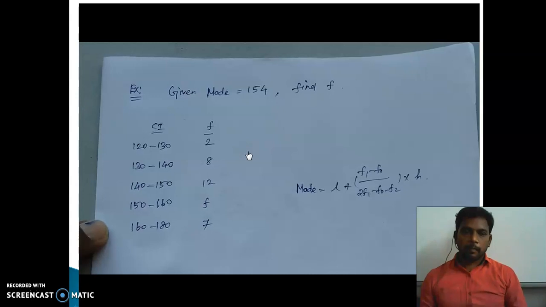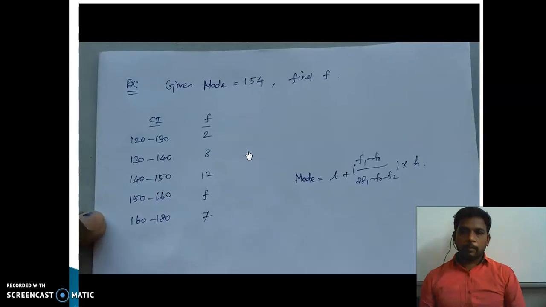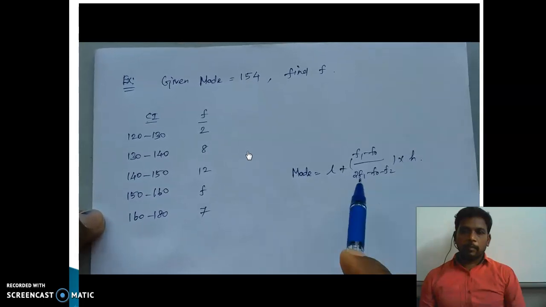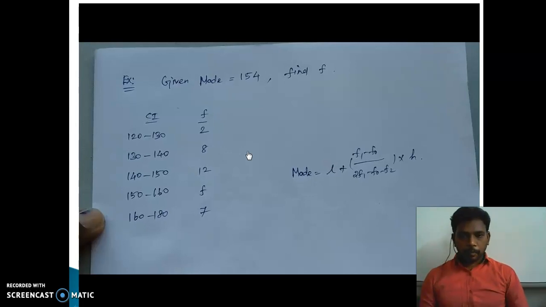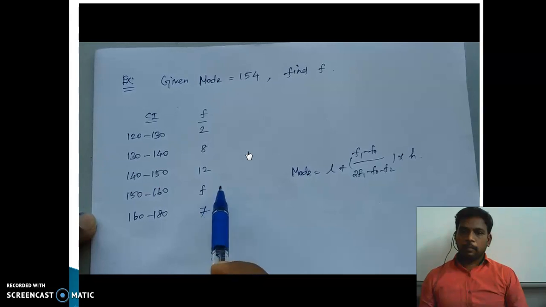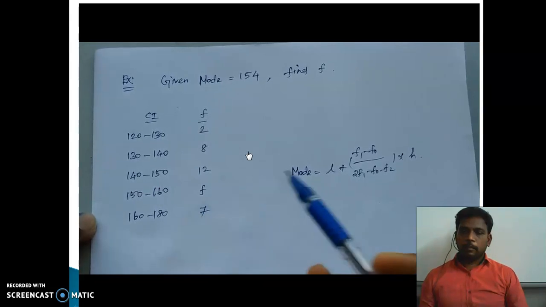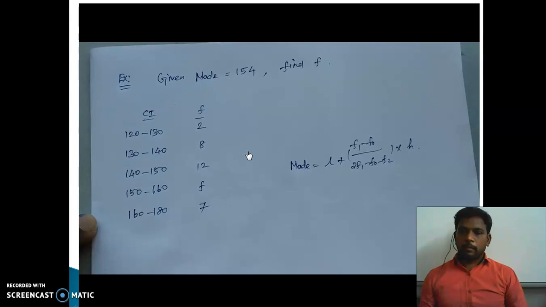Before finding the value, for mode in continuous data we need the modal class, right? Without the modal class, it is not possible to find f1, f0, f2 and h. So first we have to find the modal class. As I already told in the last class, the modal class is the class interval which corresponds to the maximum frequency, right? Here, can we find the maximum frequency? It is not possible because the unknown value is also here. That f may be the minimum value or maximum compared to the others, so it is not possible to directly find the modal class.